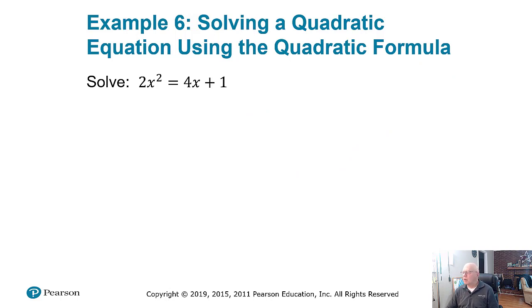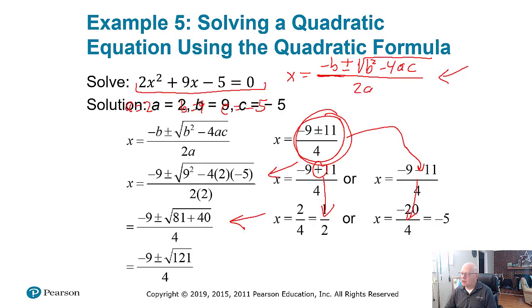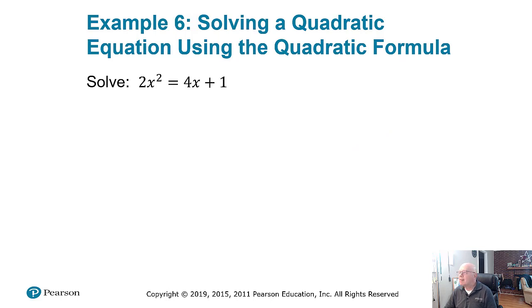Now how about this one? On the previous one, notice that we already had the 0. You must have the 0 before you can use the quadratic formula. You might rush into saying A is 2, B is 4, C is 1. Incorrect. No.